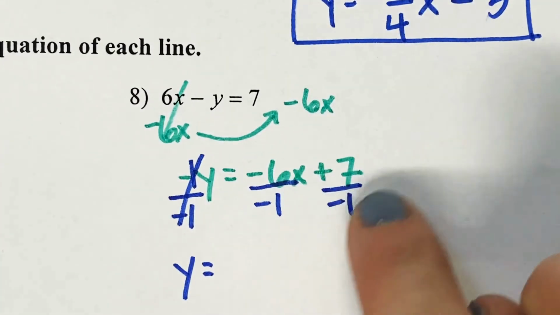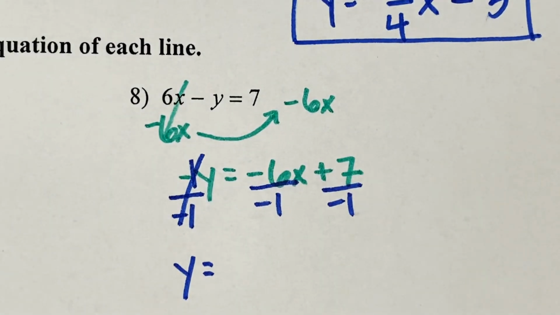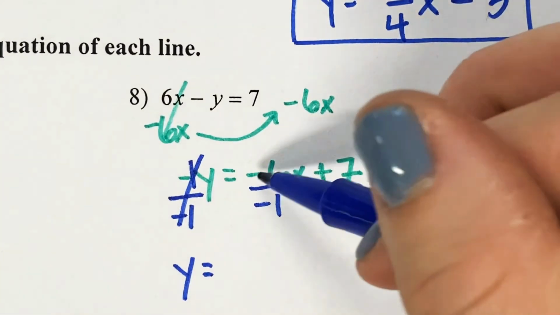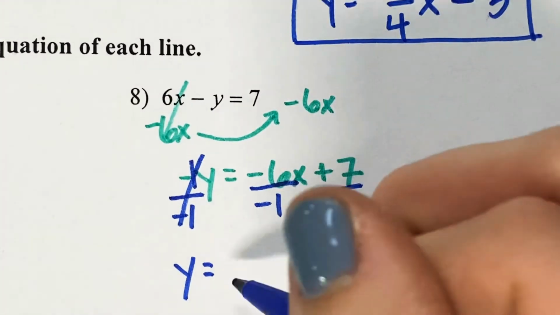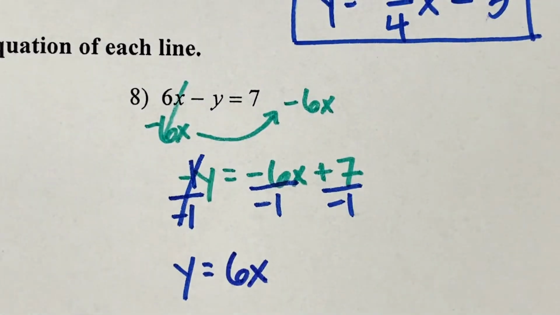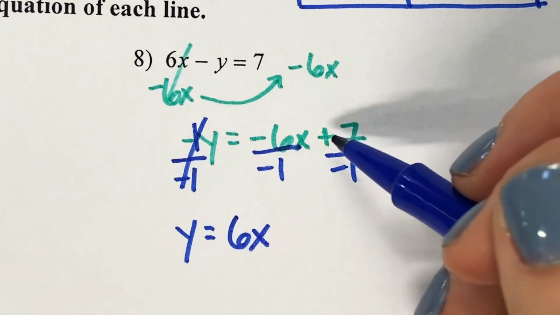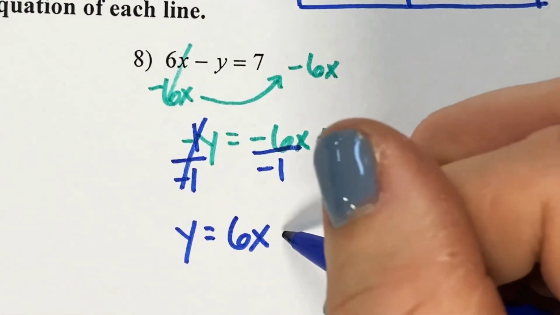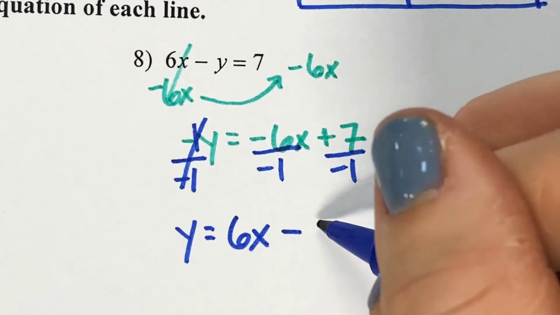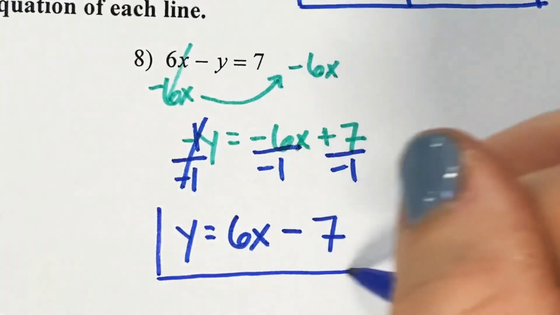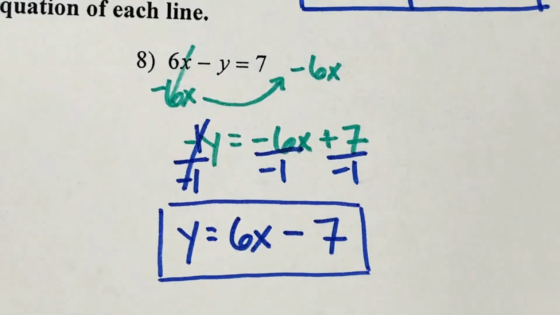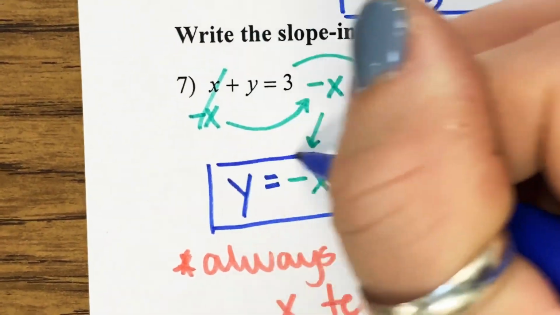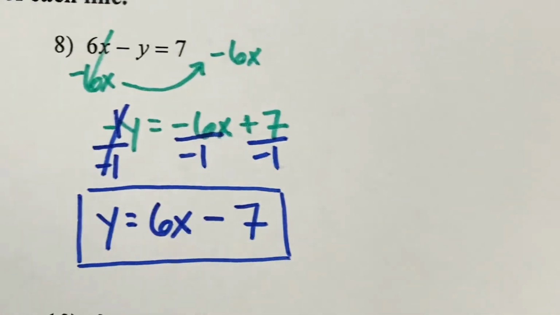We must divide everything on that side. Well, we know that negative divided by a negative is just a positive, and 6x divided by 1 is just 6x. So positive 6x. And then positive 7 divided by a negative 1, positive divided by a negative turns to a negative. 7 divided by 1 is just 7. And there we go. Forgot to box this one over here. Okay, awesome. We got number 8.